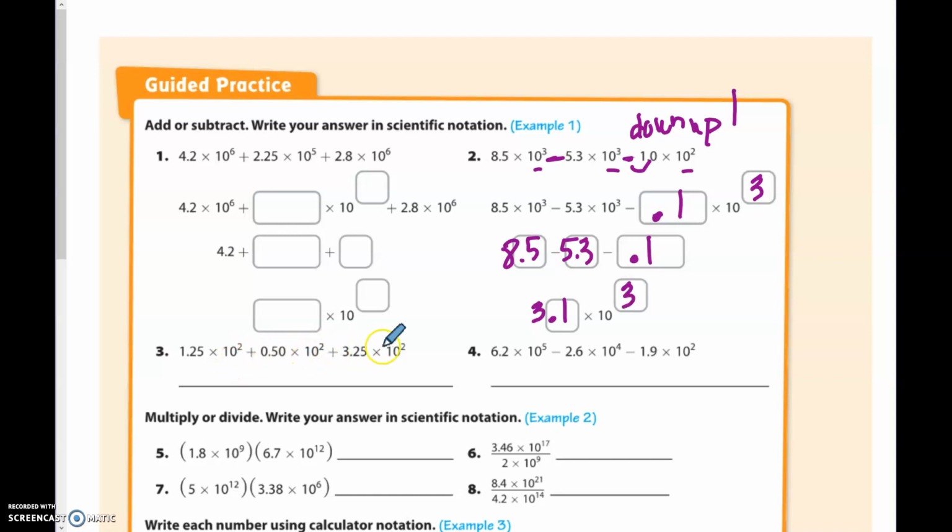A 2, a 2, and a 2. Oh, they're all 2s. So we can write times 10 to the 2nd, because they're all the same, and then add 1.25, 0.5, and 3.25, and I think that comes out to be exactly 5. All right, number 4, give it a try.